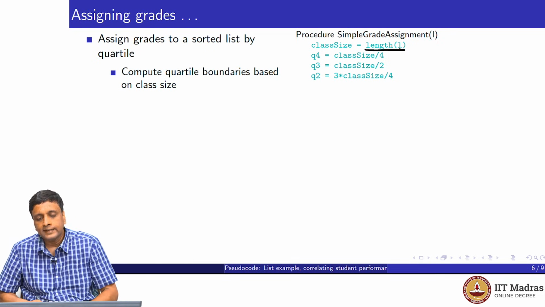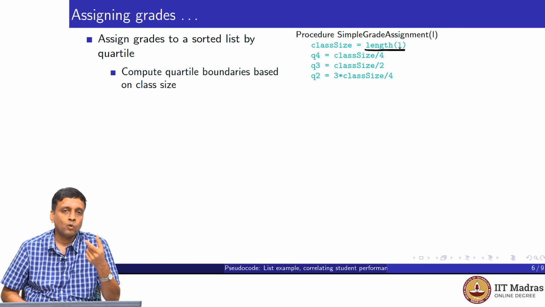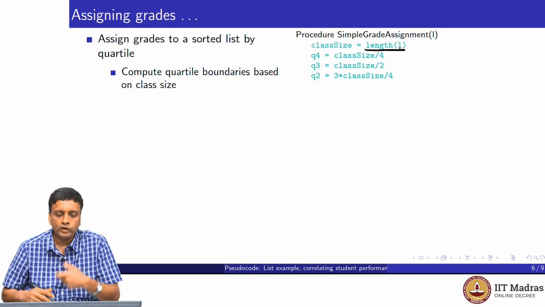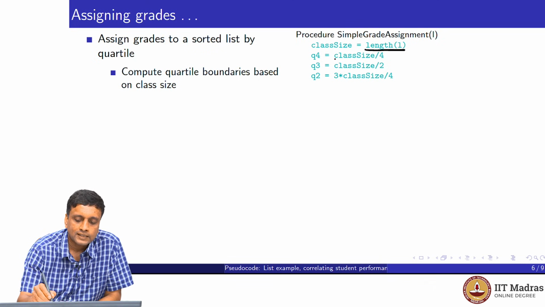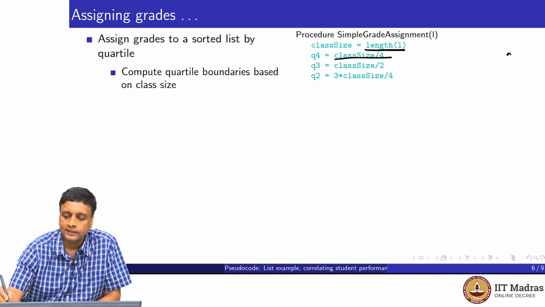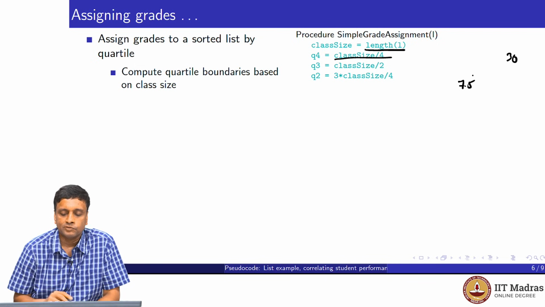So since it is sorted and in ascending order, the first quarter is the 4th quarter. So the boundary of the first quarter, Q4, is the class size divided by 4. So supposing there are 30, then 30 divided by 4 will give you 7.5, which is not an issue because we will see as we go along.